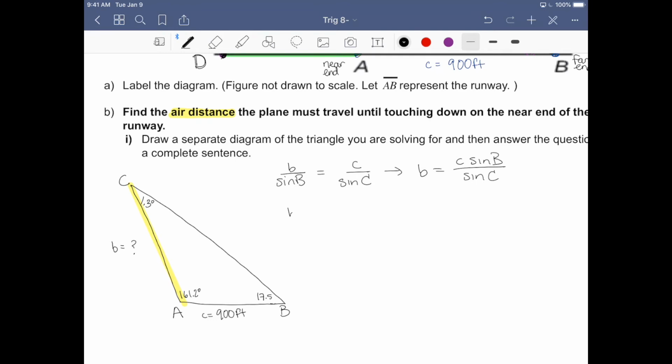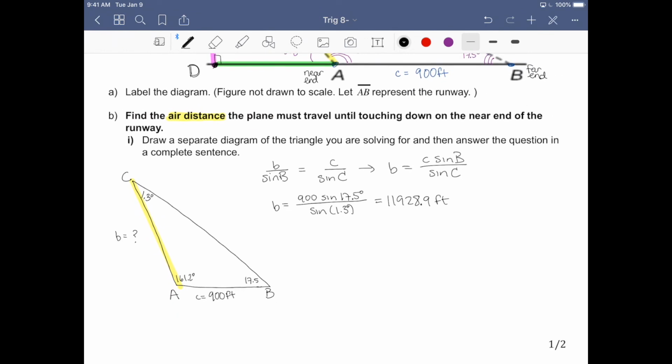Now I'm going to plug everything in: 900 sine of 17.5 degrees divided by sine of 1.3 degrees. That's going to give me 11,928.9 feet. So that is going to be the air distance. I'm just going to write this in a complete sentence.